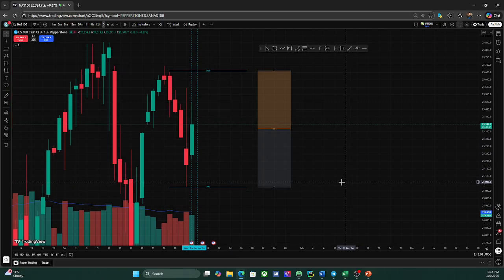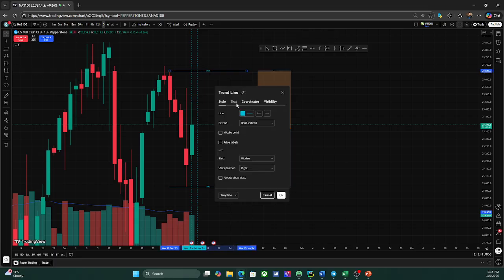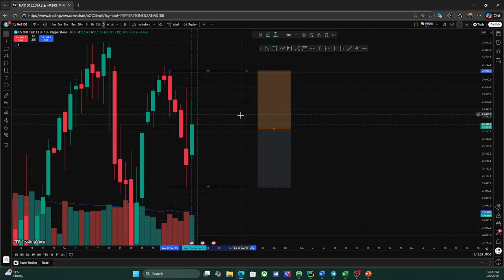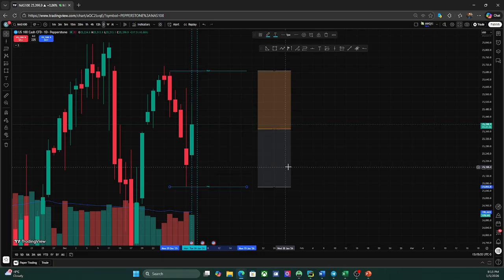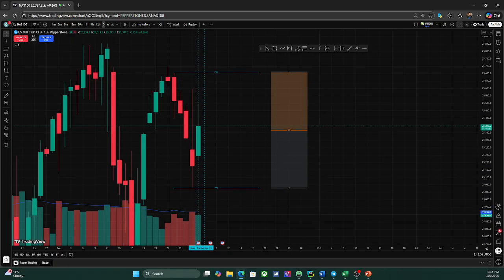Okay, for your notes, you can take this price: 25,687 for the previous week high, and for the previous week low we are going to take 25,072.8. Okay, previous week low. And let's check the daily or the higher time frame bias.